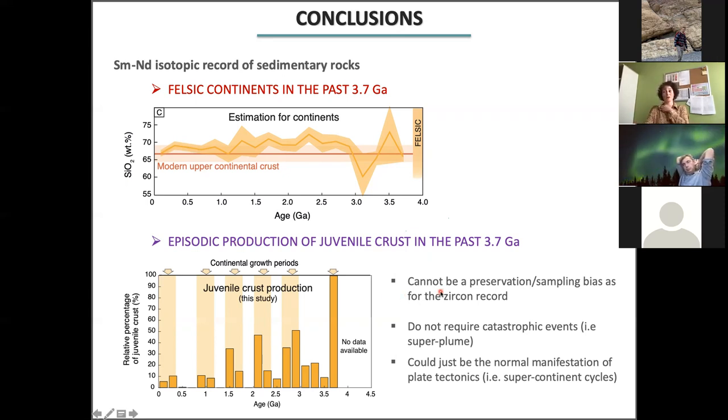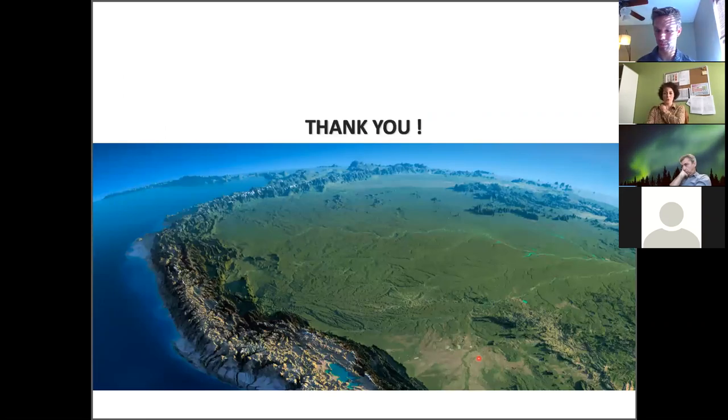This cannot be, I think, a preservation or a sampling bias, as it could be the case for the zircon record. And I would really like to insist on this idea that this is just maybe the normal manifestation of plate tectonics, and we don't need superplume activities or even plume activities to explain this growth peak through time. And I'm finished, and I'm happy to take your questions now.